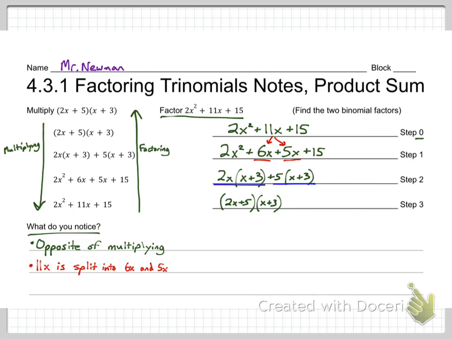Then I also noticed that these two here are our greatest common factors. So we found the GCF twice in step 2. We found the GCF of the first 2 terms, and then we found the GCF of the second 2 terms, and that's the opposite of distributing. If we distributed the 2x here, if we said, all right, 2x times x, we get 2x squared. 2x times 3, we'd get 6x. So I want you to notice that. Likewise with 5x, and 5 times 3 is 15. So that step, to get to step 2, that's the opposite of distributing.